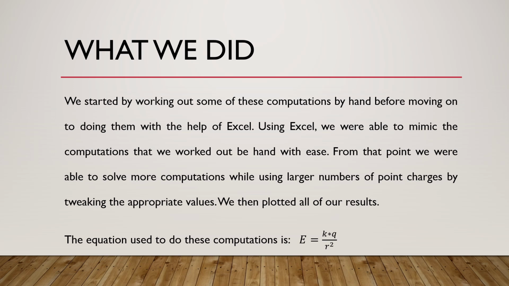The main equation we used for this lab is E equals K times Q over R squared, with E being the strength of the electric field in newtons per coulomb, K being a constant, Q being the charge of the individual point charge, and R being the distance from the point charge to the point where we are measuring from.